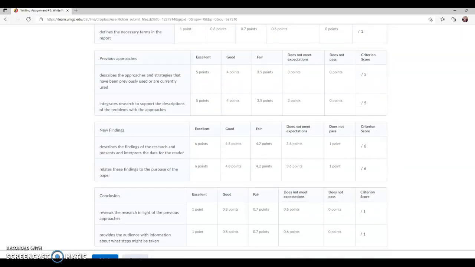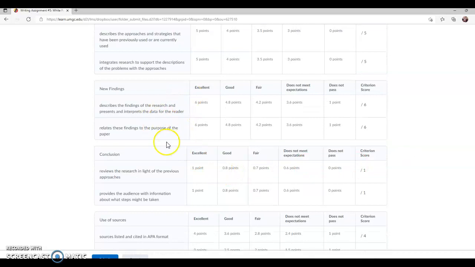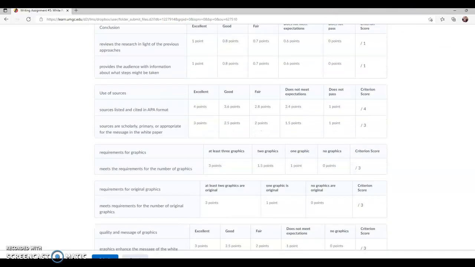2 points for your introduction, 10 points for your previous approaches section, and 12 for your new findings. Right? We're talking about presenting specific data. We're talking about describing approaches and strategies related to the data. You know, conclusion is 2%. The use of your sources is 7%. Are your sources listed in the references and cited in the body paragraphs in APA format? That's one part of the equation.